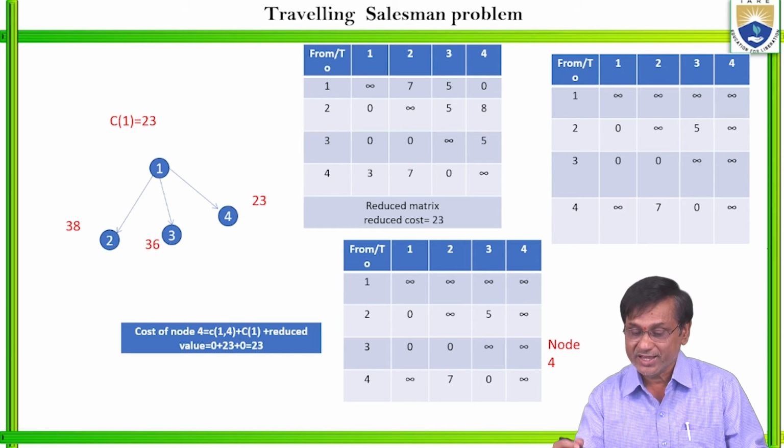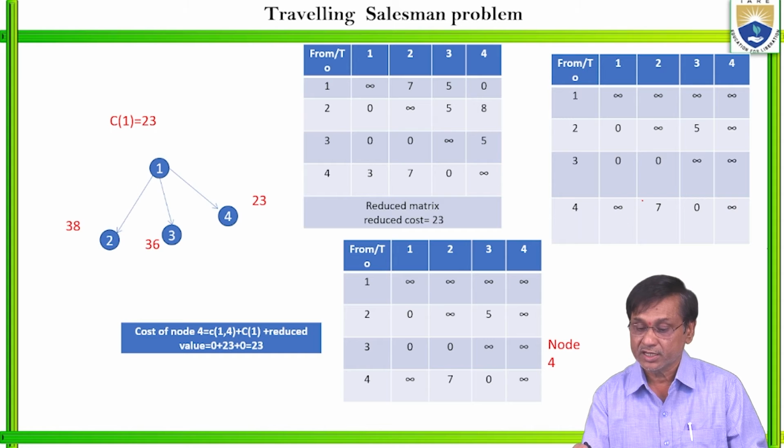Now check, is there any possibility to reduce the matrix? In the first column, 0 is there. In the second column, 0 is the minimum. In the third column, 0 is the minimum. In the fourth column, infinity. So that means there is no possibility to reduce the matrix.